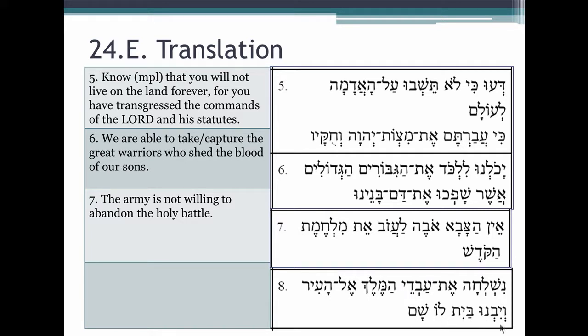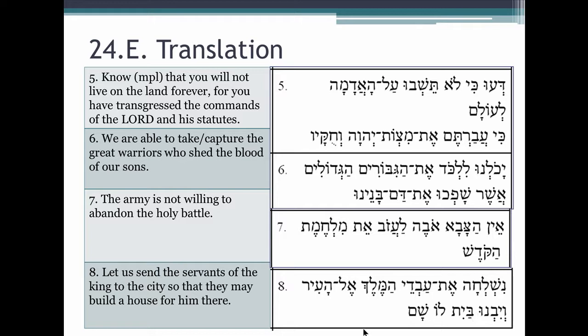So we have yivnu. You look at this, well, the yod, could that be a prefix? Yes. And then what would the lemma be? Bana, yivnu. Again, do we have a qal imperfect? Well, we've lost, remember, we've lost the third he. It's an abbreviated form, so we would treat this as a jussive. So let us send the servants of the king to the city so that they may build a house for him there.